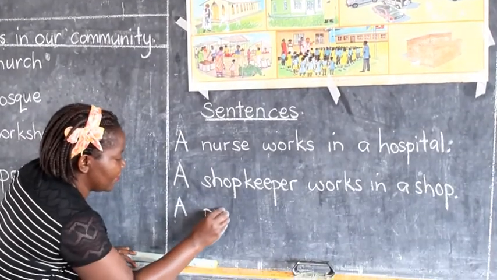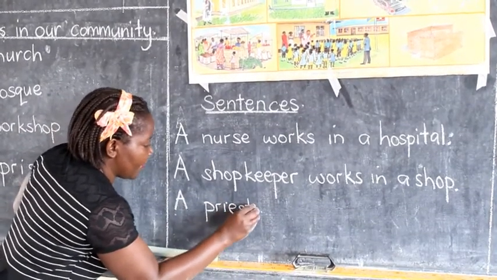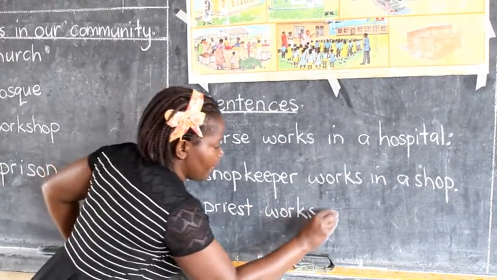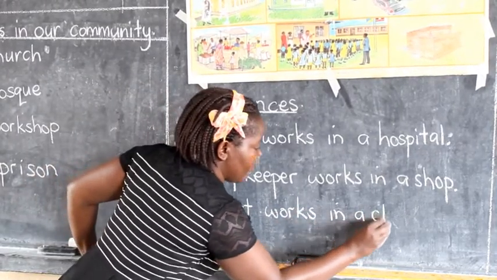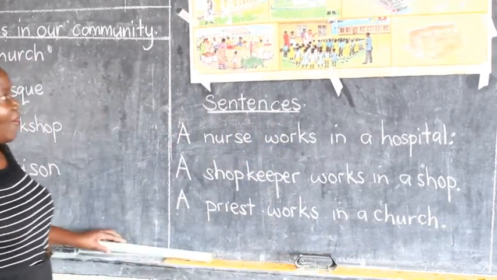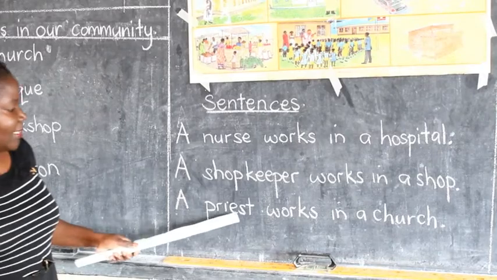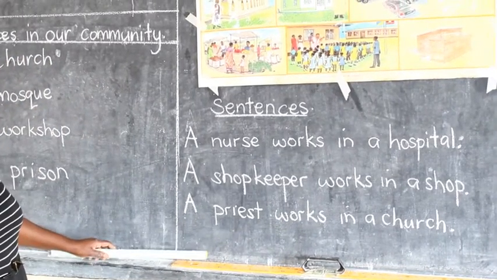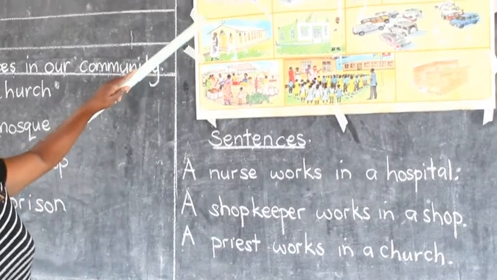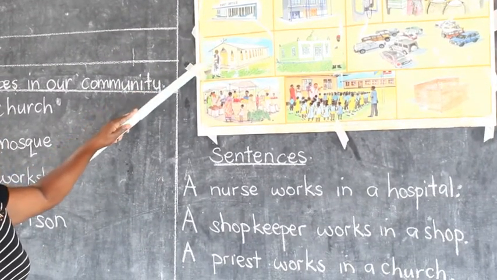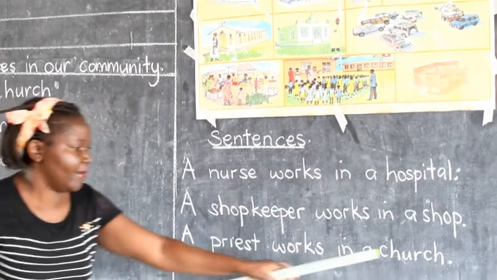Next sentence. A priest works in a church. Who has seen a church on the chart? Yeah, here. So we have a priest. A priest works in a church.